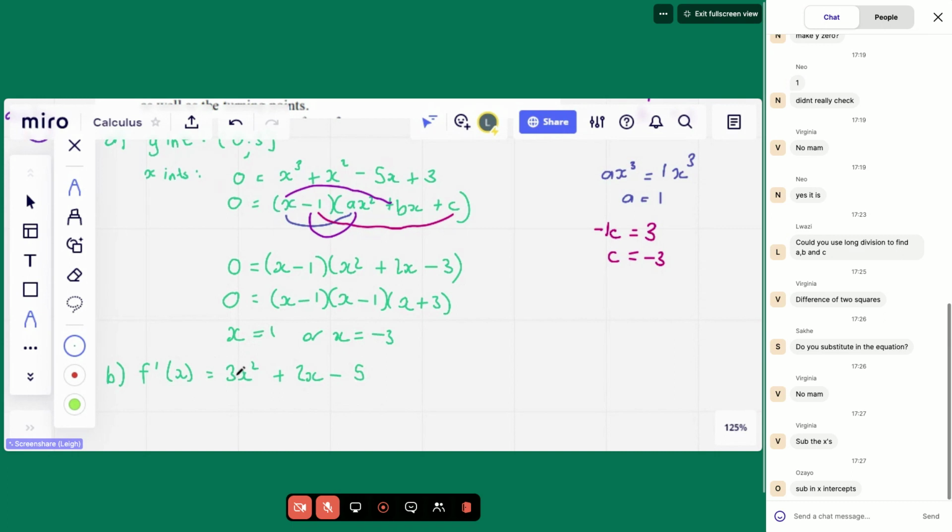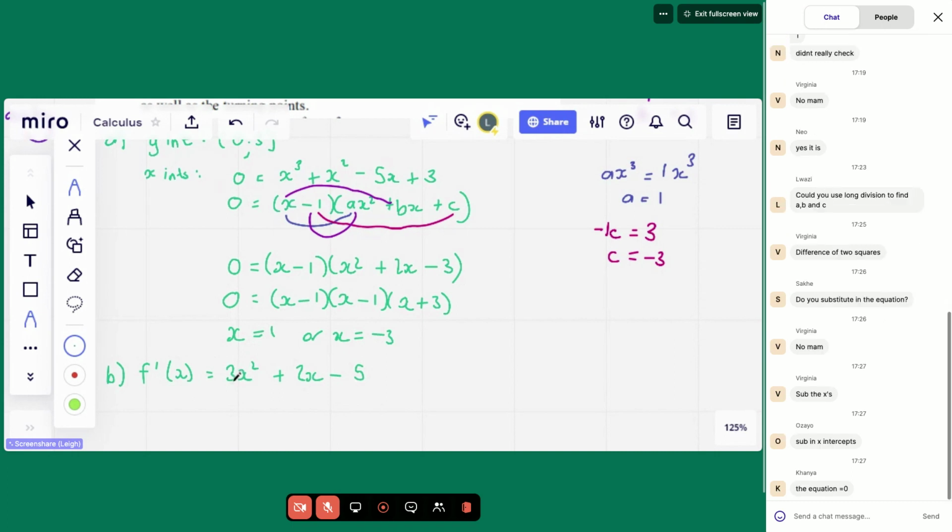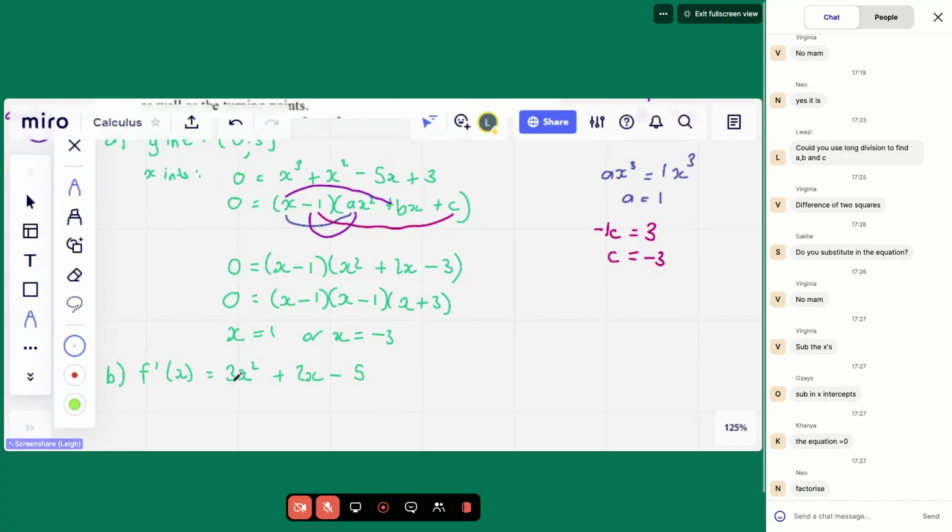Sub the x's. Sub in the x-intercept? No, not yet. Not subbing in the x. Kanya, there we go. It must be equal to 0. Yes, Neo, and then after that I'm going to factorize. Kanya, that was perfect. Why do I have to show that the derivative is equal to 0?